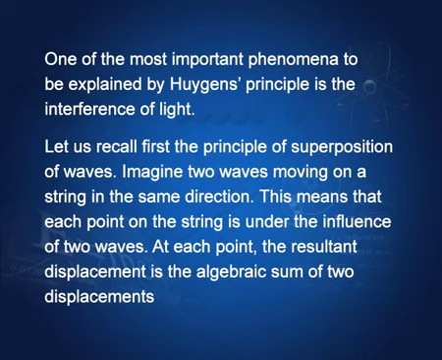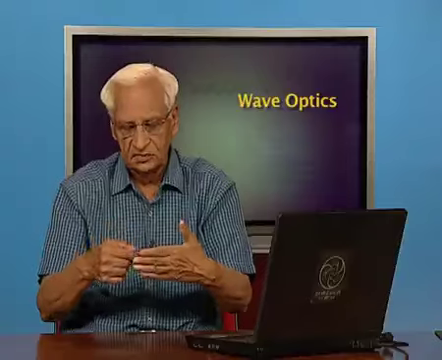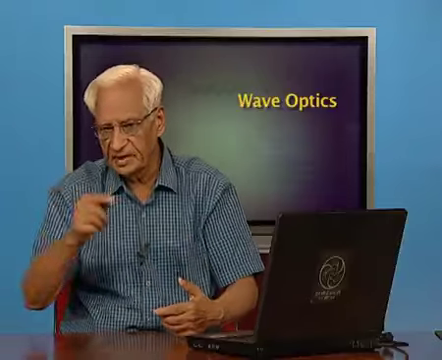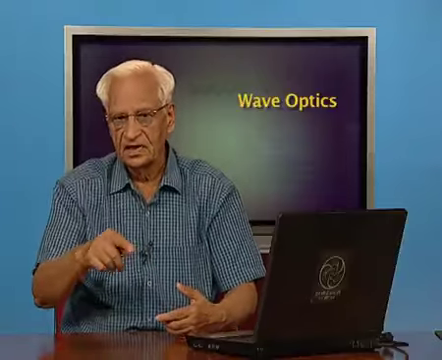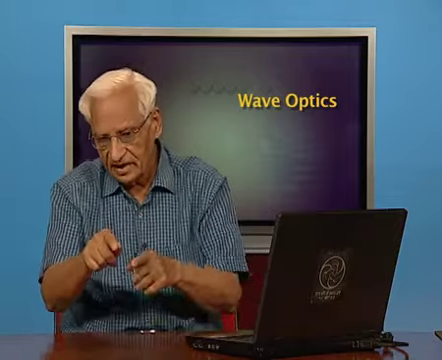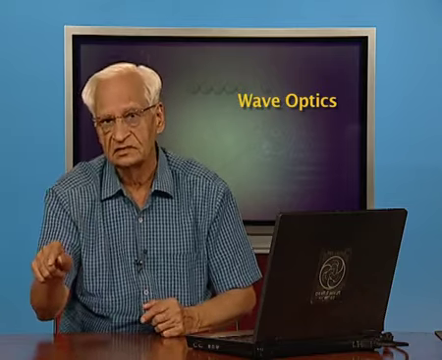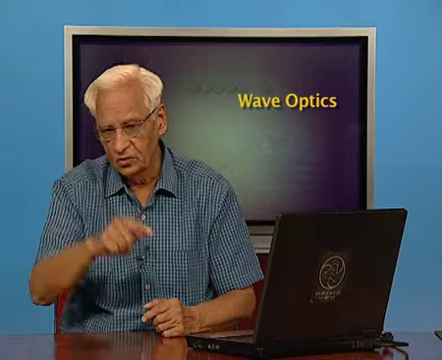So, I have taken two waves, blue and red. They are going in the same direction, and at each point, if the wave is going like that, a particle is oscillating like this. If another wave is going like this, another particle is oscillating like this, and a particle at this point, for example, will be under the influence of two waves.